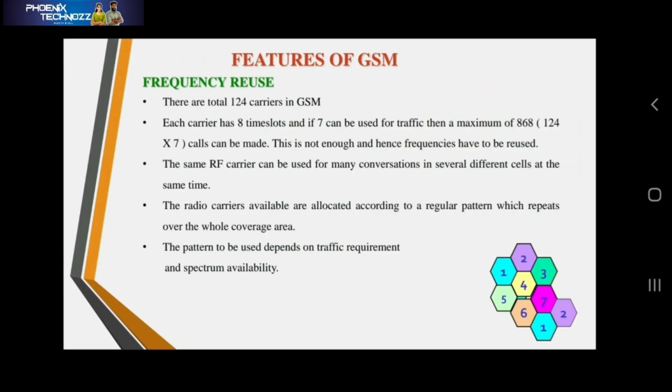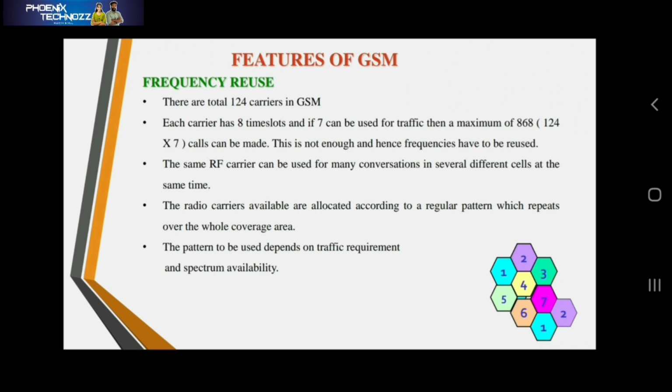Next, we'll see the concept of frequency reuse. In GSM technology, there are a total of 124 carriers, and each carrier can be divided into 8 time slots, out of which 7 can be used for data traffic. Therefore, we can make 7 into 124, that is 868 calls at a time. But this is not enough for large communication scenarios or heavy traffic areas.